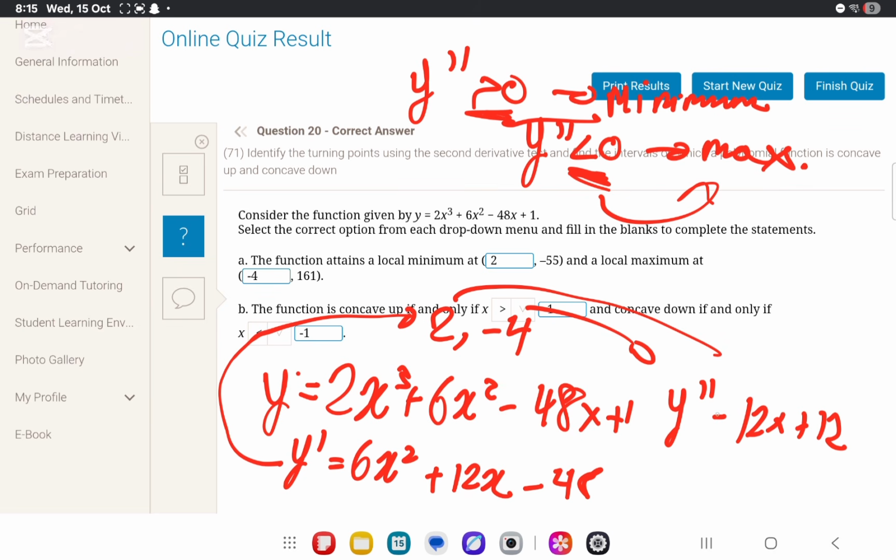So y double prime is equal to 12 times 2 plus 12. This is going to give me 36. 36 is greater than 0, right? So that means it's a minimum at 2. Now let's try negative 4. 12 into negative 4 plus 12 is negative 36, which is less than 0, which means it's a maximum.